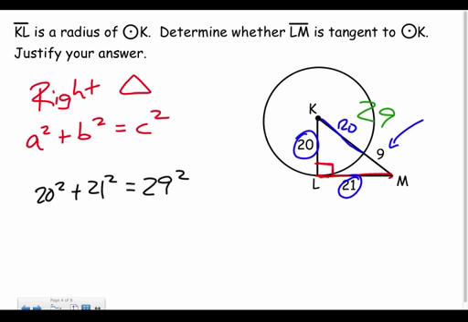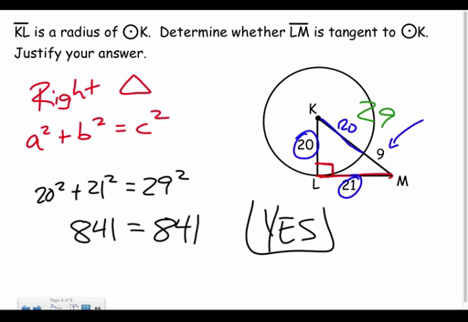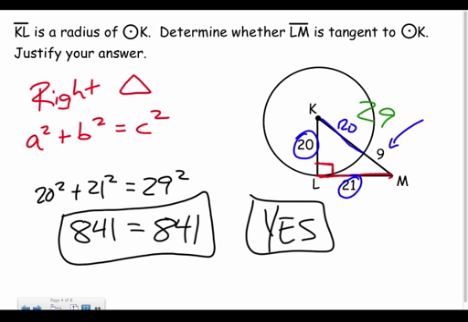I just have to make sure it works. If it works, it's a right triangle. This goes back to a couple chapters ago. 20 squared plus 21 squared is 841, and if I take 29 squared, I get 841. So it checks out to be a right triangle, which means it makes a right angle. Is LM tangent? Yes, it is. I justified my answer by applying the Pythagorean theorem. If it wouldn't have been equal, then it wouldn't have made a right angle, and we would know it's not tangent, even though it looks like it is. Just because it looks like it is, don't assume. Apply something that you know would make it a right angle.